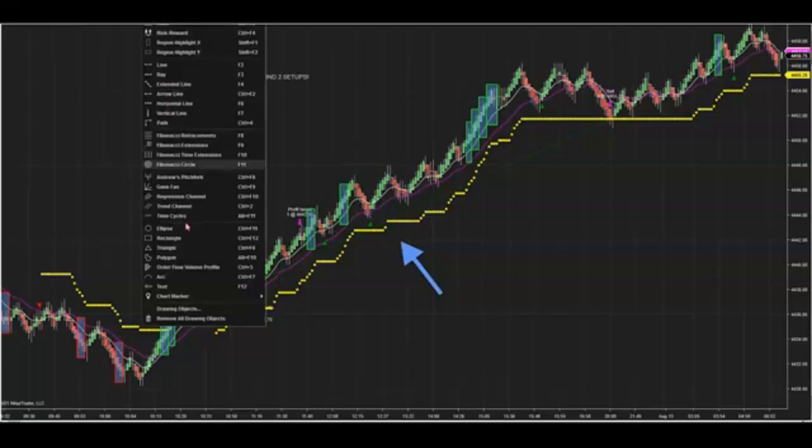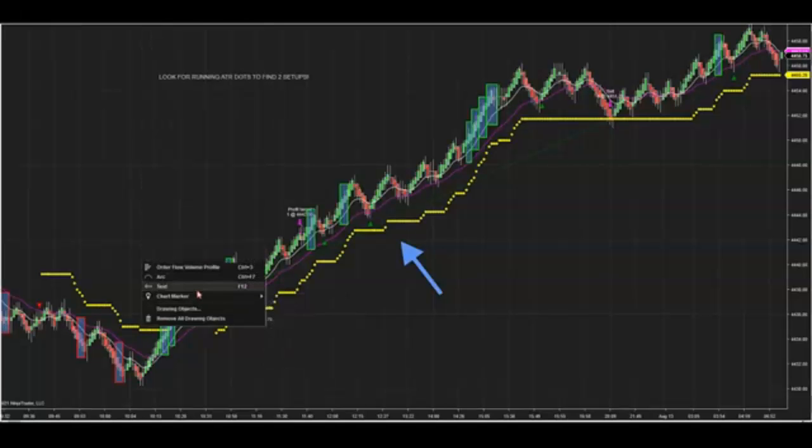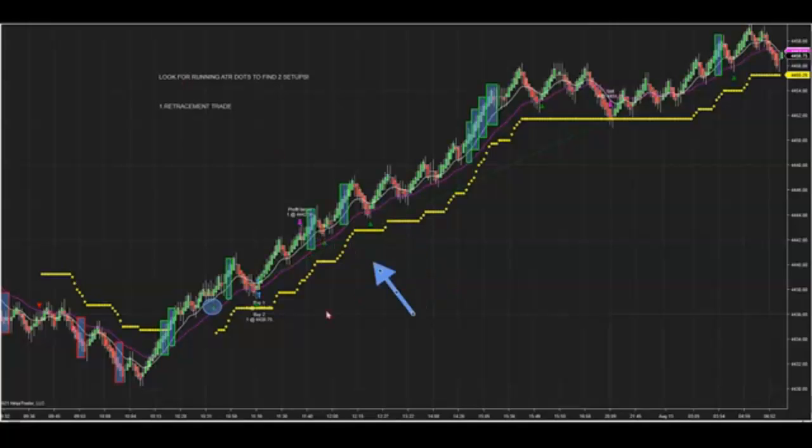Okay, the first setup, what we're going to do is we're going to look for retracement trades. A retracement trade is simply we're inside of a running ATR, we're inside the dots, and we're going to look for pullbacks inside of a running ATR. So the ATR is running, and we're looking for a pullback. So here's an entry yesterday, right here at this level. Here's another entry on a pullback. Here's another entry on a pullback. Here's another entry on a pullback.